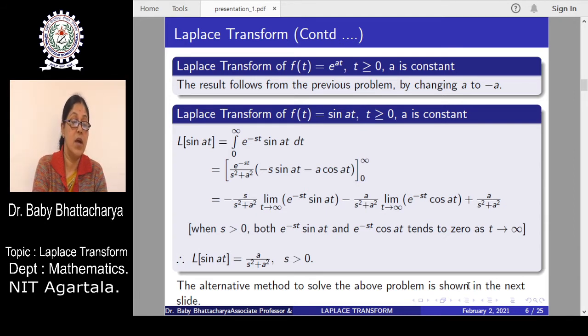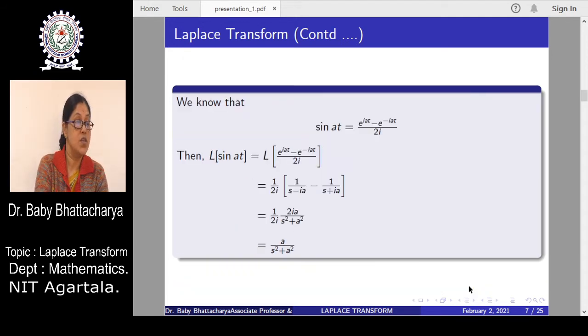Now we can go for the Laplace transformation of other circular functions like cos at and also some other functions. Before that, we would like to verify the result by considering another approach, where we use the relation that sin at is expressible in the form of exponential functions: e to the power iat minus e to the power minus iat, whole divided by 2i. As we know how to find the Laplace transformation of the exponential function, it is easier for us to find the Laplace transformation of this circular function sin at in terms of the exponential function. So the Laplace transformation of sin at is nothing but the Laplace transformation of e to the power iat minus e to the power minus iat, whole divided by 2i.